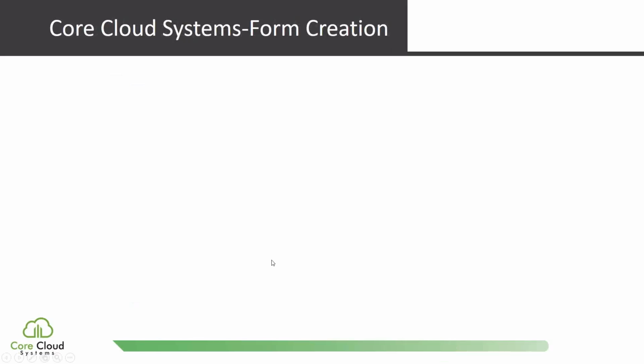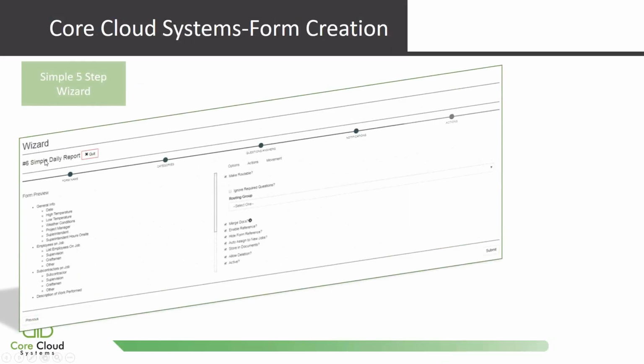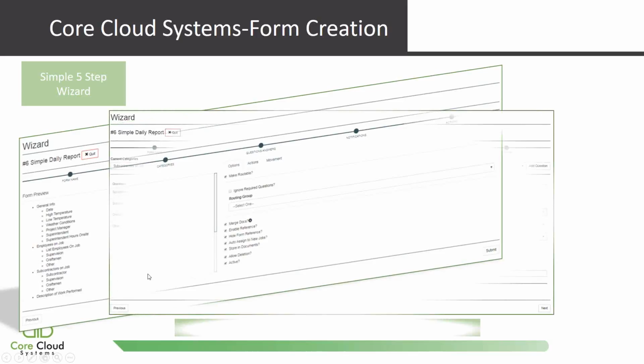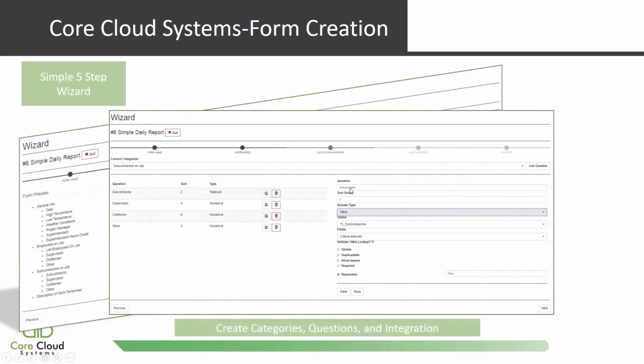So as we go along, the next step is form creation. This is very straightforward. When you're going into the wizard, it has a 5-bullet wizard function. What happens here is you give it a form name, you build the categories, and within the categories you have questions. As you set up the questions, you control the order and the actual description. So you actually build what the user is going to experience in the field.